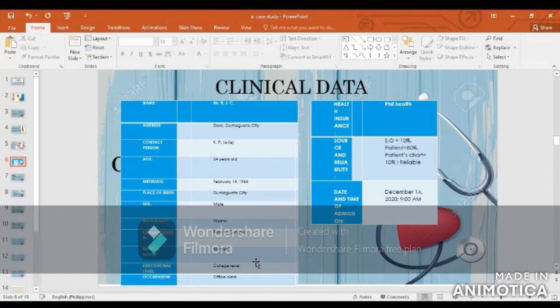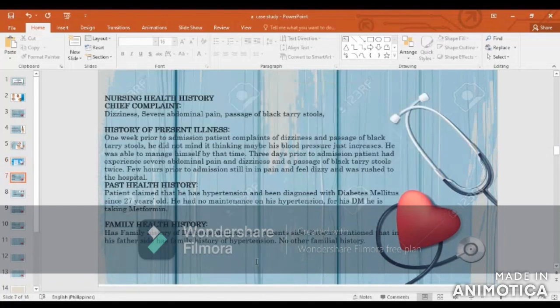Gender, male. Nationality, Filipino. Religion, Roman Catholic. Marital status, married. Educational level, college level. Occupation, office clerk. Health insurance, that's Fair Health. Source and reliability: significant others 10%, patient 80%, patient's chart 10%. Date and time of admission, December 14, 2029 in the morning.